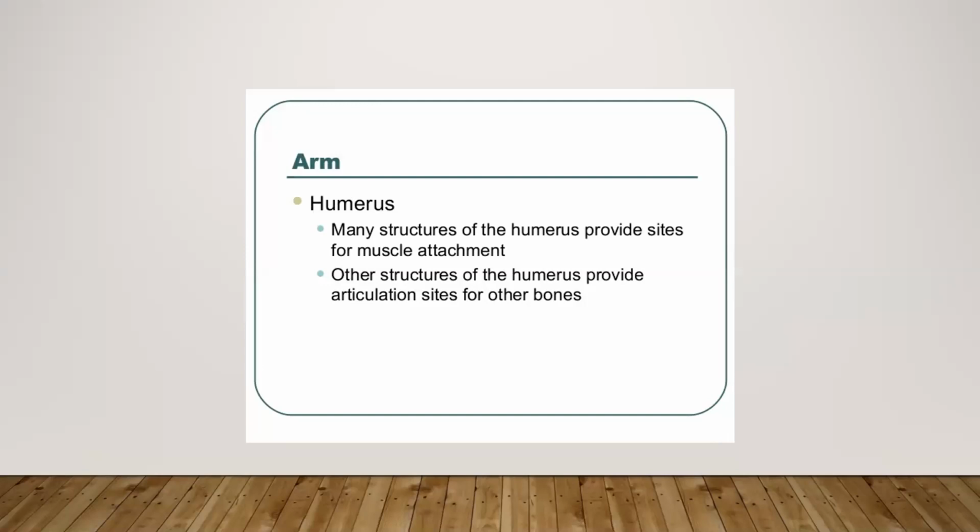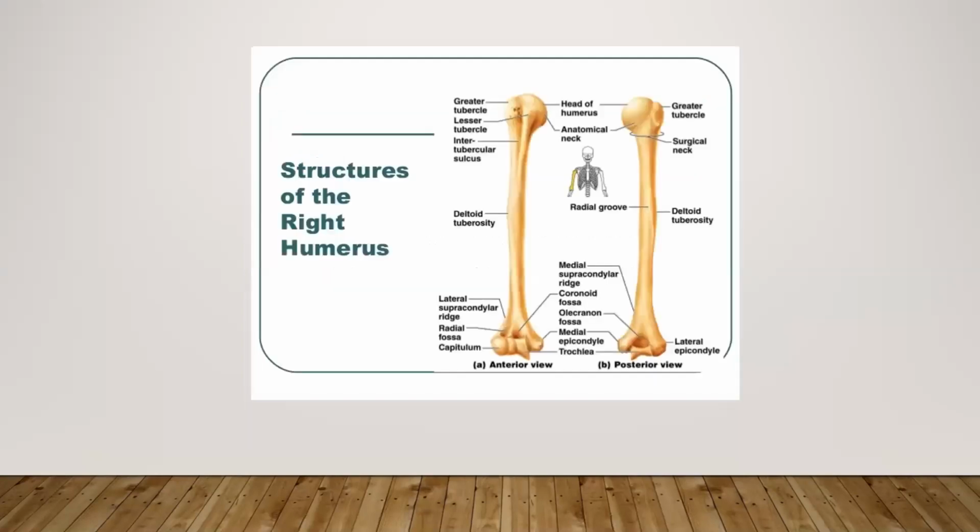Humerus. Many structures of the humerus provide sites of muscle attachment. Other structures of the humerus provide articulation sites for other bones. This is the humerus, anterior view, posterior view. This is the head. As we discussed in the femur: head, neck, greater trochanter; here there is a greater tubercle and a lesser tubercle. The same condyles, epicondyles, and fossae are there.